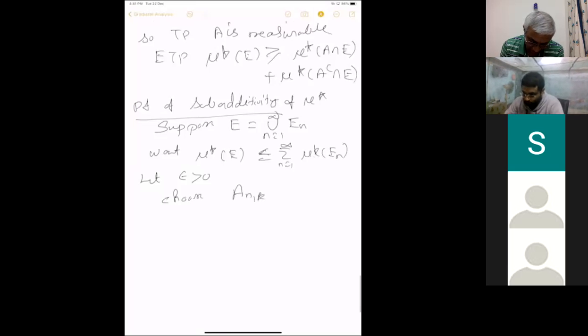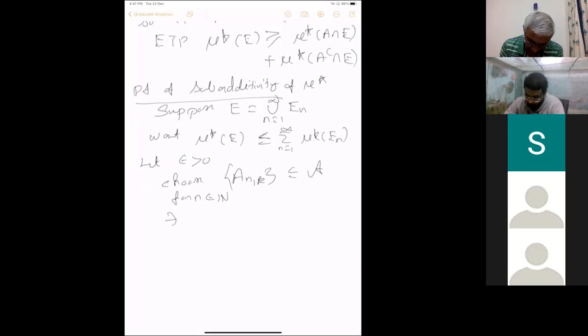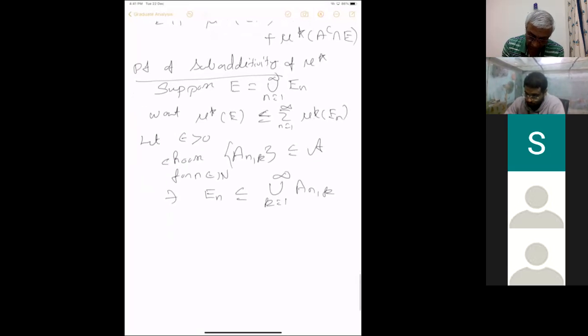So let epsilon be greater than 0, then choose, for each n, sets A n k, you fix n and k of course, contained in the algebra, such that En is contained in the union over k equal to 1 to infinity of A n k. N is fixed here, so the union is over k, and En is contained in this, and mu star of En, which is the infimum.